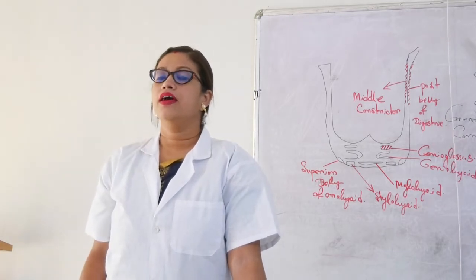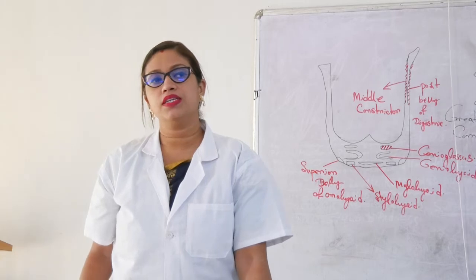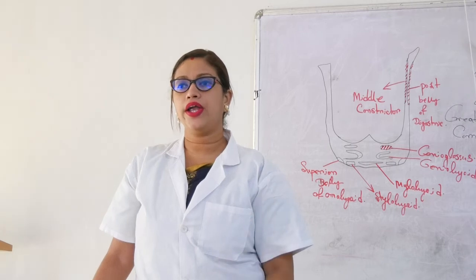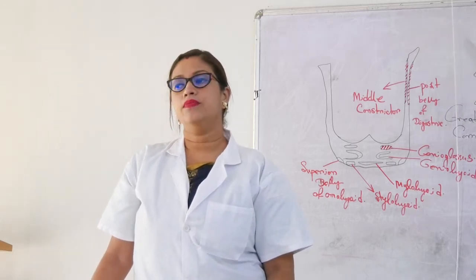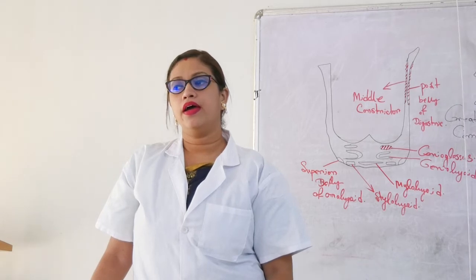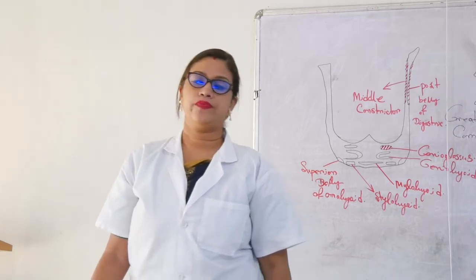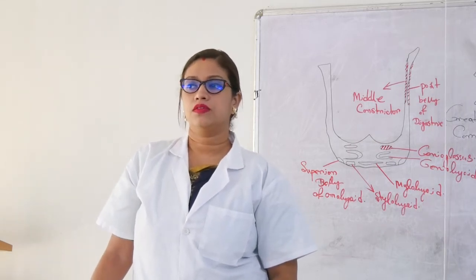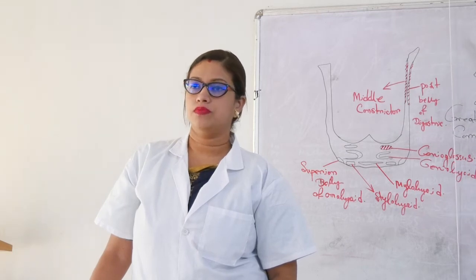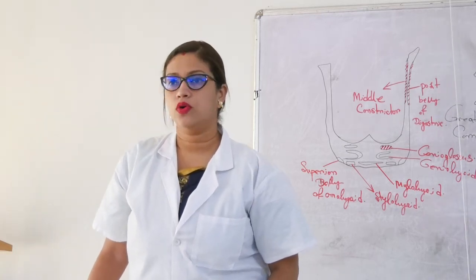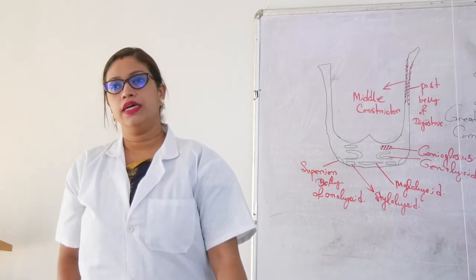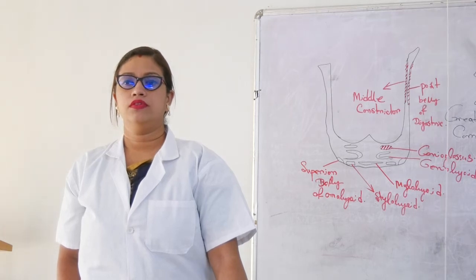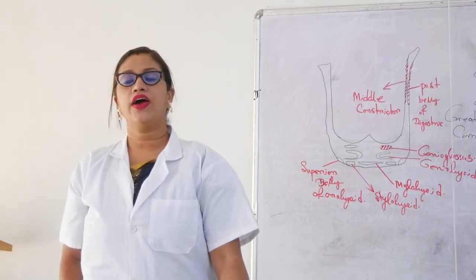Then the infrahyoid muscles. Which are the infrahyoid muscles? First one is sternohyoid. Write it down. Then omohyoid, thyrohyoid, and sternothyroid. Four muscles. Superficial ones are sternohyoid and omohyoid. Okay, so these are the infrahyoid muscles.